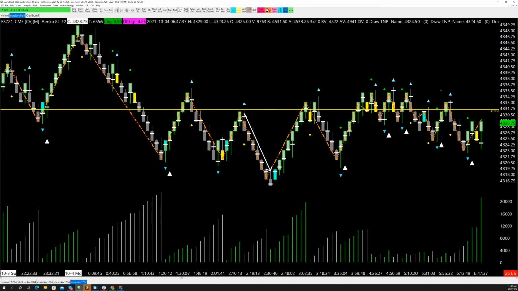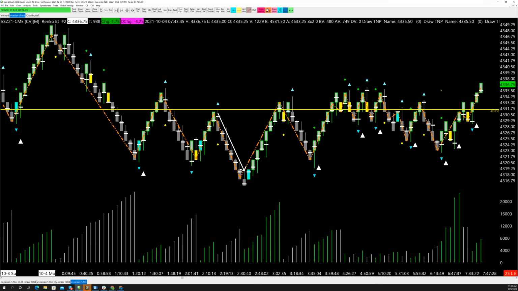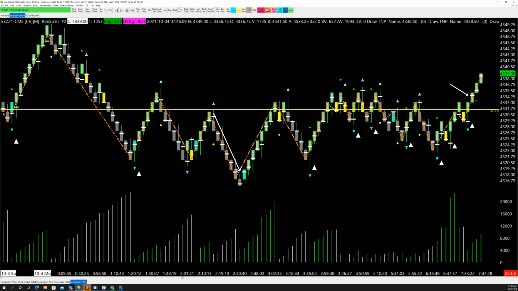So I just wait. That's my orthodox close above. See the difference? This one is just above by a millimeter. I don't want that. Now I'm looking for a long. Let's see what happens.